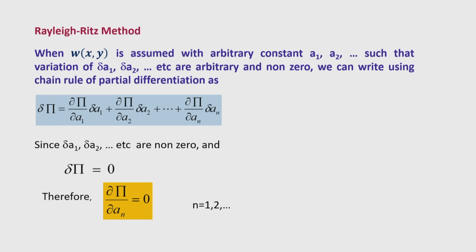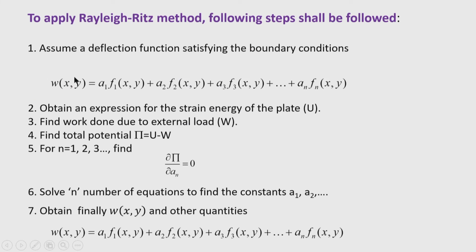So, we can now say that when delta pi is 0, then since delta a1, delta a2, delta an are not 0, that means for any general term, say del pi by del an should be 0. So, this is the equation to be used in the Rayleigh-Ritz formulation. Okay. So, what are the steps? Let us see. First step is to assume the deflection function. We have assumed the deflection function like that. Then obtain the expression for the strain energy of the plate U, find the work done due to the external load W, and find the total potential pi equal to U minus W.